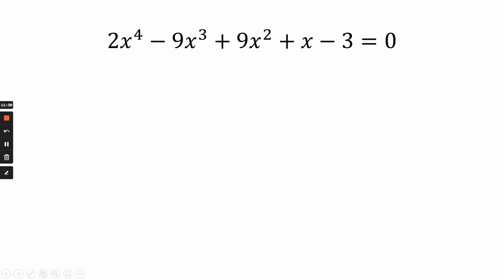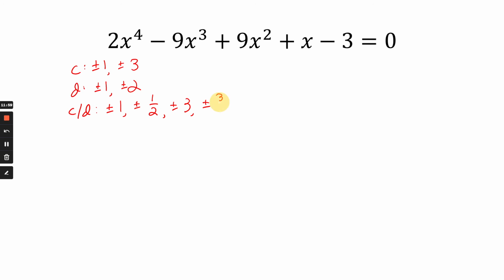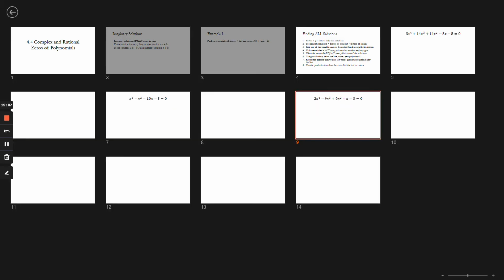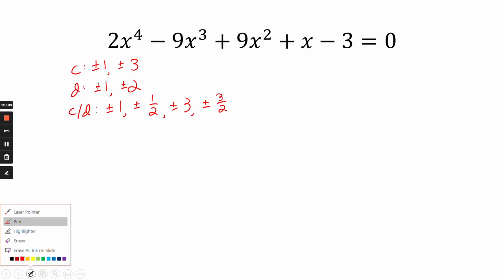All right, our last example. C values 1 and 3, D values 1 and 2. So my possible choices are 1, 1/2, 3, and 3/2, sorry. All right, we just go through and we're going to do our synthetic division. Let's see, I'll start out with 1.